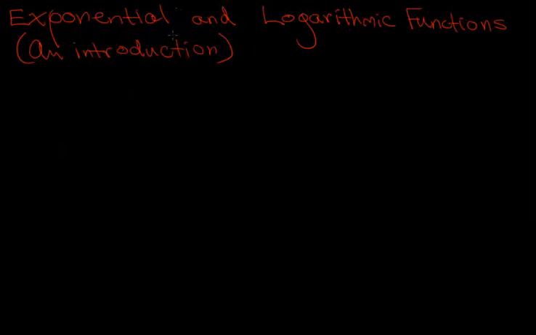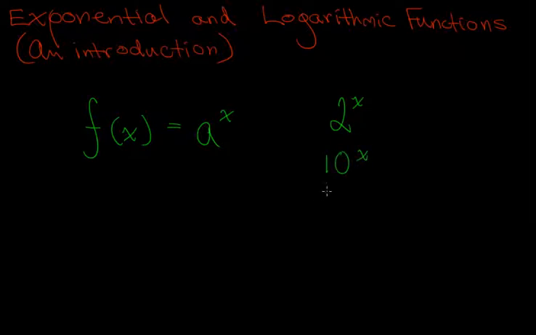So the first thing you need to know: exponential functions are written like f of x is equal to some number a to the x. So that could be 2 to the x, 10 to the x, 5 to the x, or 83.7 to the x. Anything to the x is an exponential function.